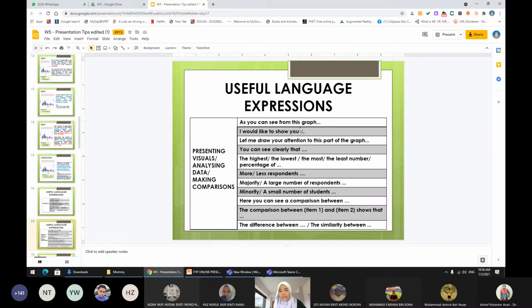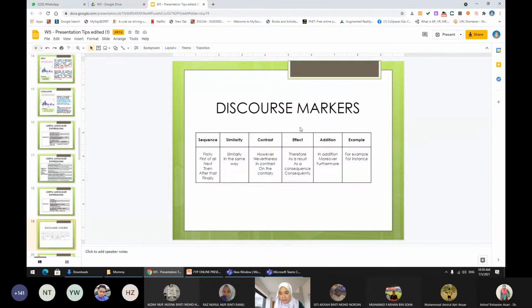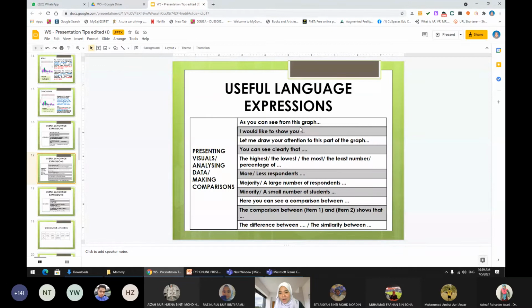Introduction, presenting the visuals, analyzing data, making comparisons, what kind of structure that you can use. I would like to show, let me draw, you can clearly see the highest, the lowest, majority, minority, comparison. Everything is there. All you have to do is study, revise, and apply in your presentation later. Everything is there. You are the generation, Gen Z, where everything is given to you.